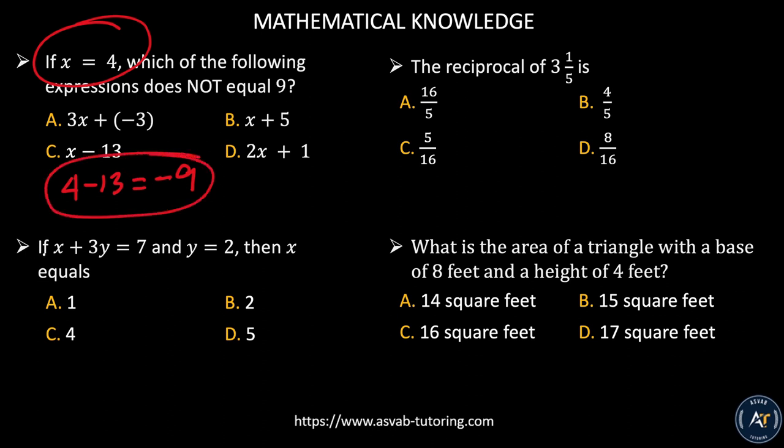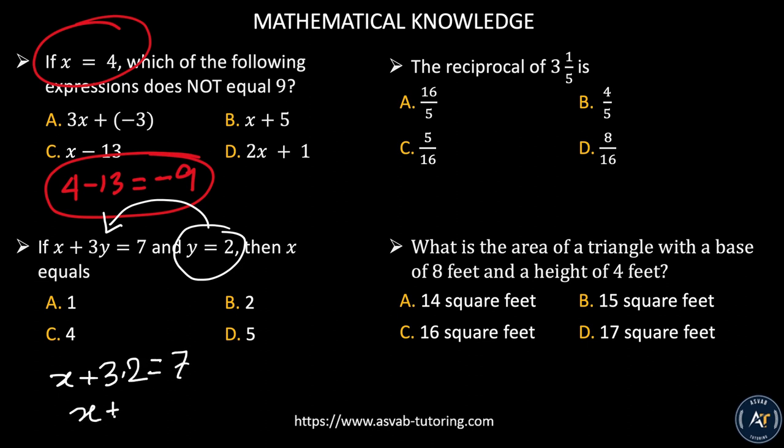Next question, if x plus 3y equal to 7 and y equal to 2, then what is x equal? So what you have to do, you have to plug the value y equal to 2 in here, right? So let's do that. So x plus 3 times 2 equal to 7, that gives you x plus 6 equal to 7. Subtract both sides by 6, that gives you x equal to 1. The correct answer is option A. Let's go to the next question.